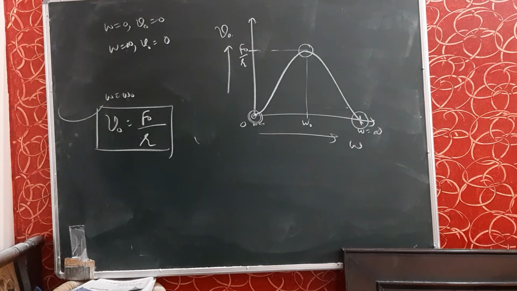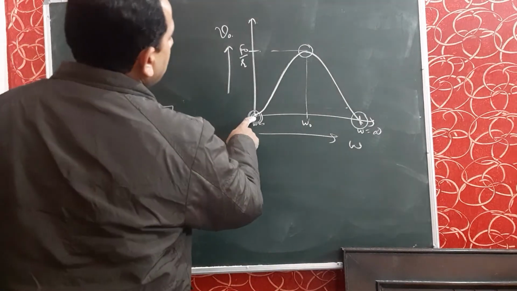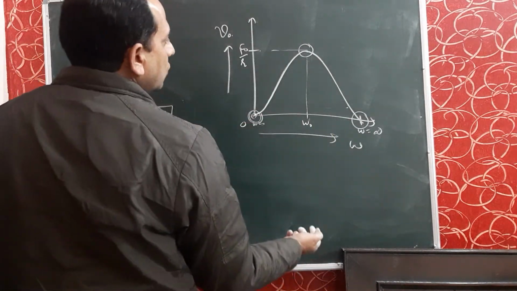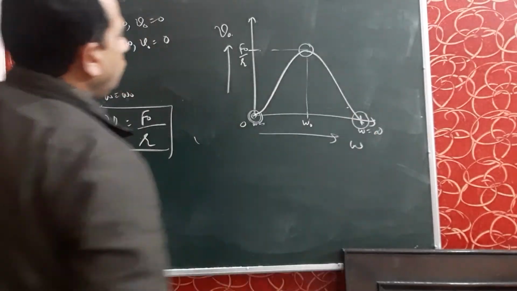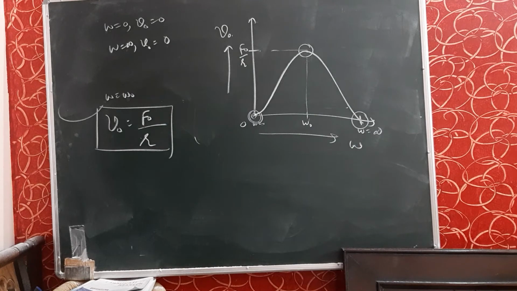So this graph is parabolic in nature, and it will start from 0 and end at 0 and be maximum at the resonance frequency. So this is the variation of velocity amplitude with driving force frequency. So this is a symmetrical curve, that is a parabola. So this is the variation of velocity amplitude with omega.